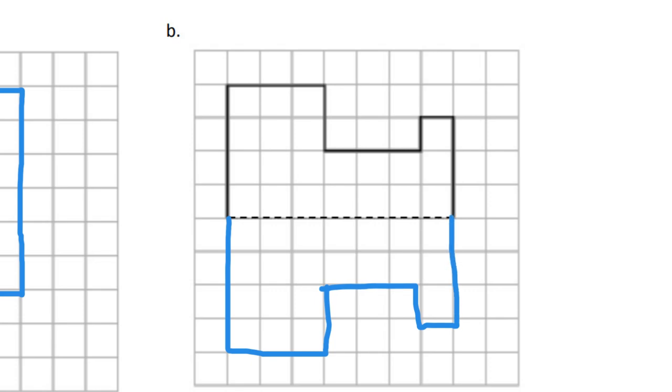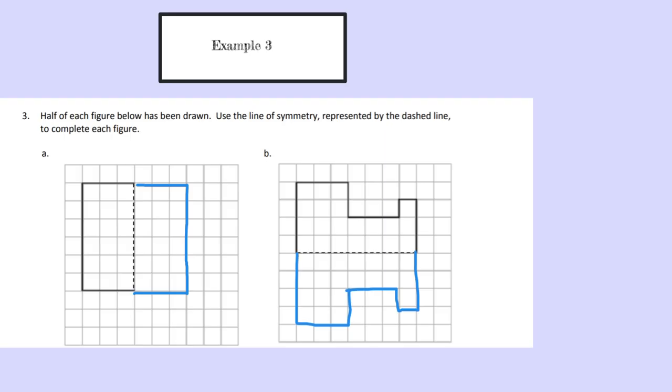Looking at the shape as a whole, we can see that this line of symmetry is right here. And if we were to fold this image over to this image, we would get one clear shape. Therefore, this is a correct line of symmetry.